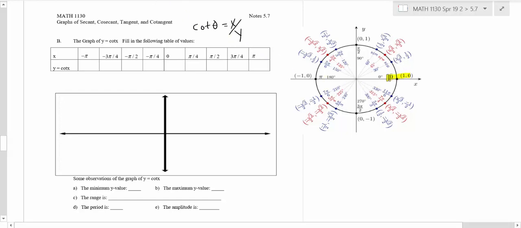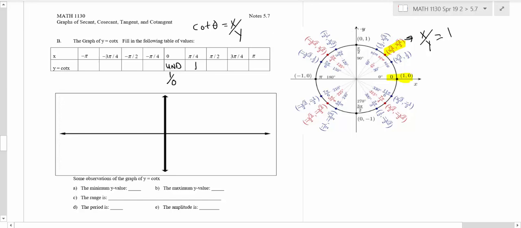Okay, so I'm going to start here. If we start at 0 radians, x is 1, y is 0, so you would have an asymptote at 0. The cotangent graph's going to look a lot like the tangent. There's going to be a couple of differences. Then if you go to pi over 4, well, then x over y is going to be 1.